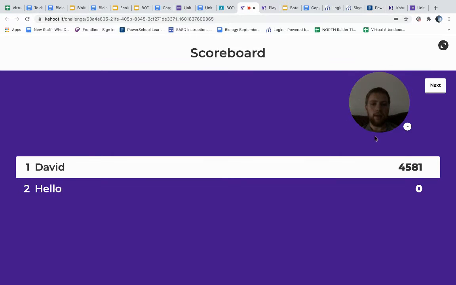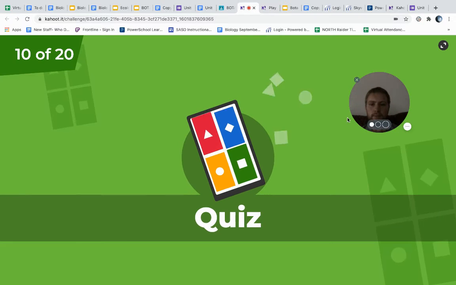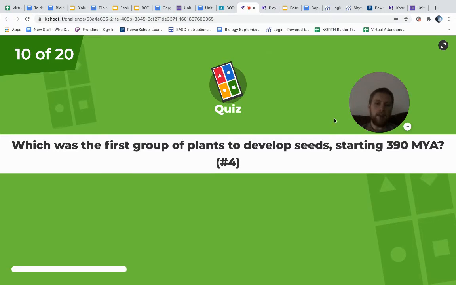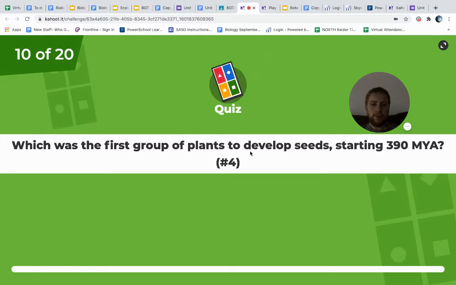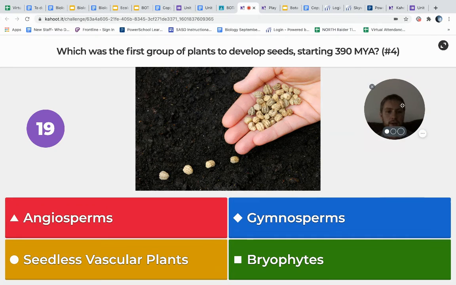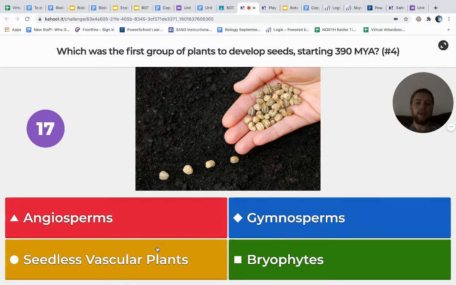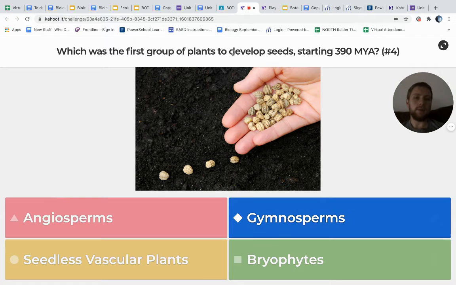All right, carrying on. We're into our second half of our quiz. Which was the first group of plants to develop seeds starting 390 million years ago? So we've already ruled these out, so it's one of these. So gymnos means naked. So naked seed is what gymnosperm means. And the first ones to develop seeds, who are the second most recent, are the gymnosperms.